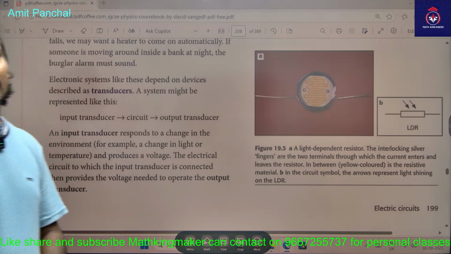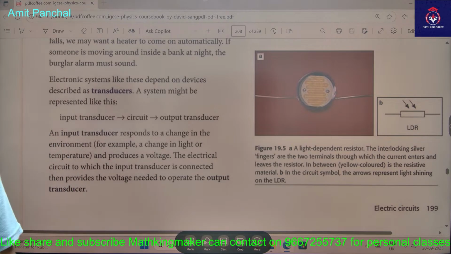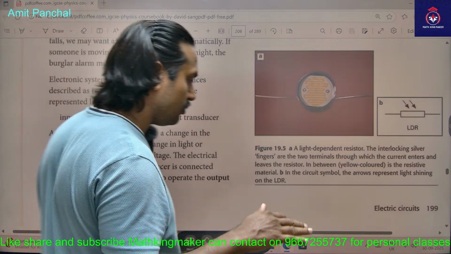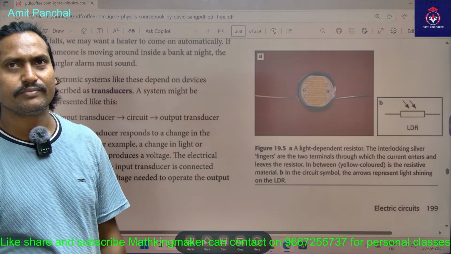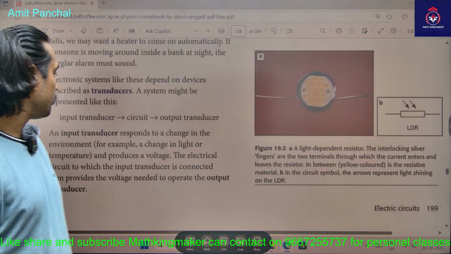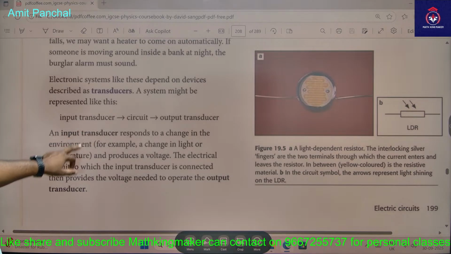We use water heaters in our home. So what happens is, once the temperature is down to a certain value, then it is operated again. So that is said to be the transducer. Got my point?